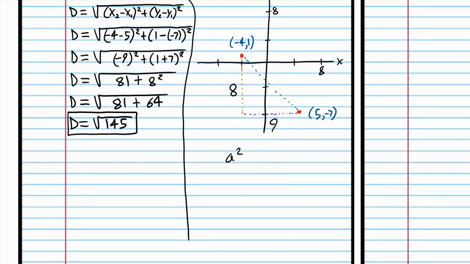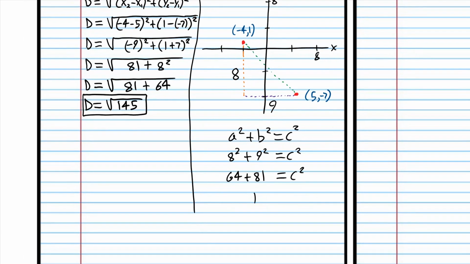Now we're going to use a squared plus b squared equals c squared, which is the Pythagorean theorem. Plug in 8, plug in 9, 64 plus 81 is 145. So we have found that c squared is 145. We don't care about c squared. We want c.